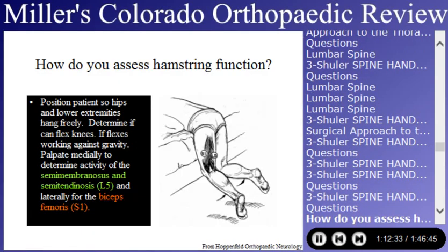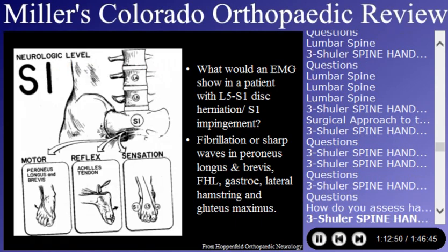How do you assess hamstring function? Do not forget that hamstrings are dually innervated. Medial hamstrings are L5. Lateral hamstrings, or the biceps femoris, are S1. So semimembranosus, semitendinosus are L5. Biceps femoris is S1. S1 level. Peroneus longus, Achilles reflex.